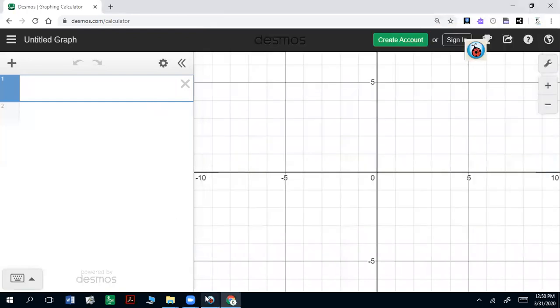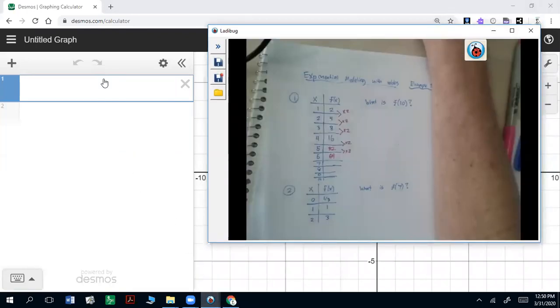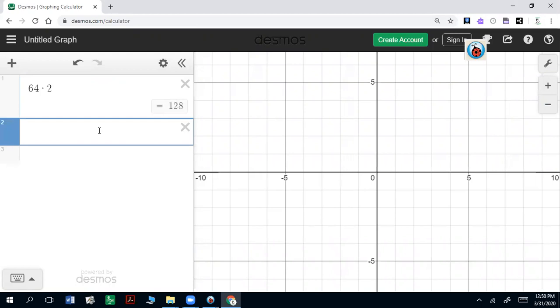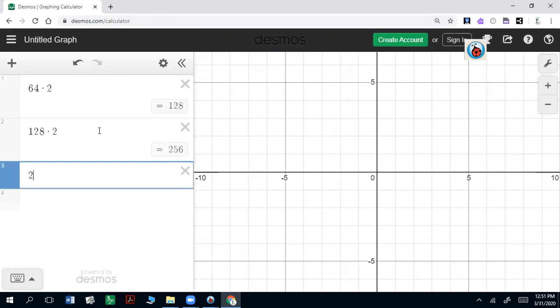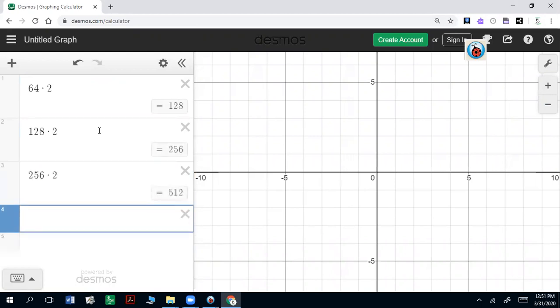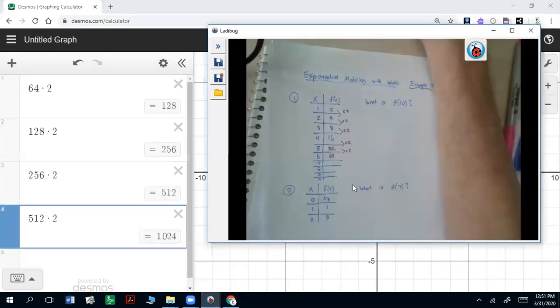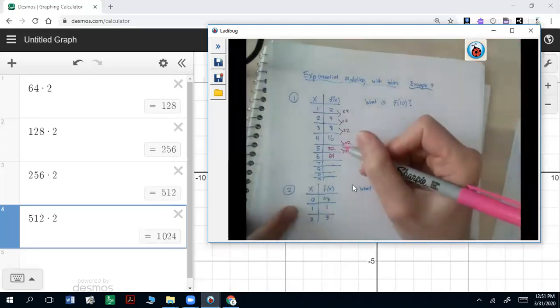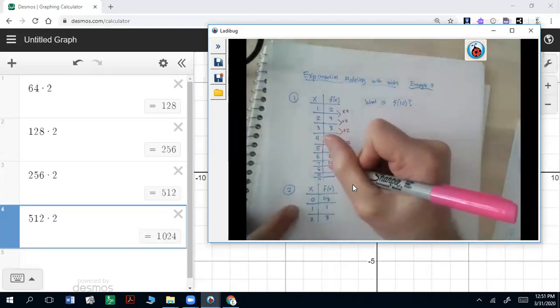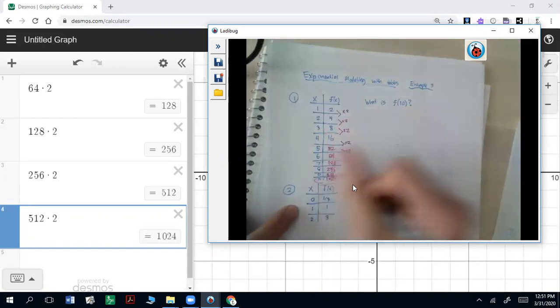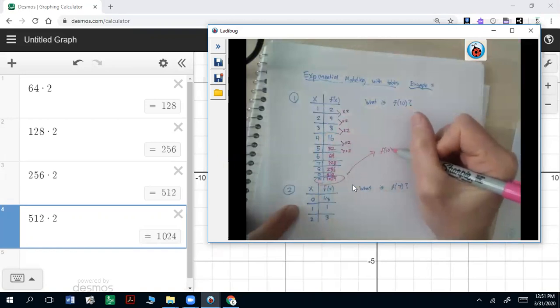So I'll, of course, use my calculator here. 64 times 2 is 128. 128 times 2, 256 times 2, and 512 times 2. And I think that's my 10th term. Let me double check my table. So 64 times 2 is 128, 256, 512, and 1024. So f of 10 is equal to 1024.